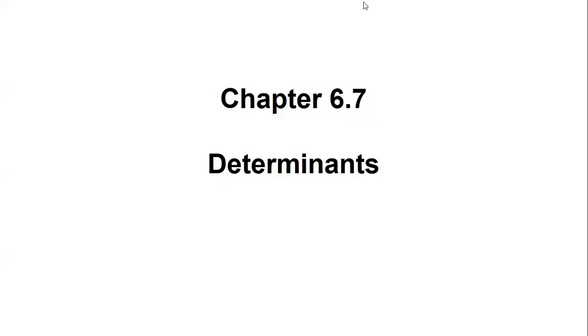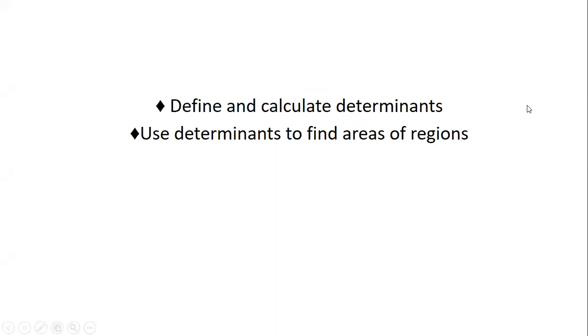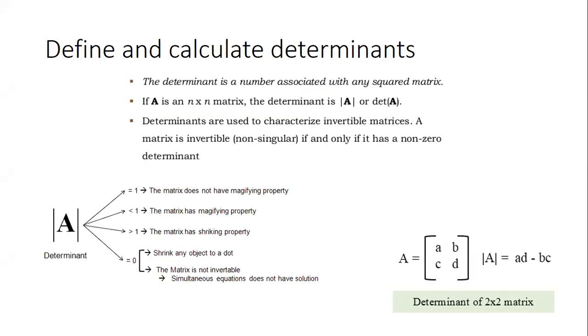So determinants is our last section. We're going to define and calculate determinants, and we're going to use determinants to find areas of regions. Okay. So to define and calculate determinants, what does that mean?